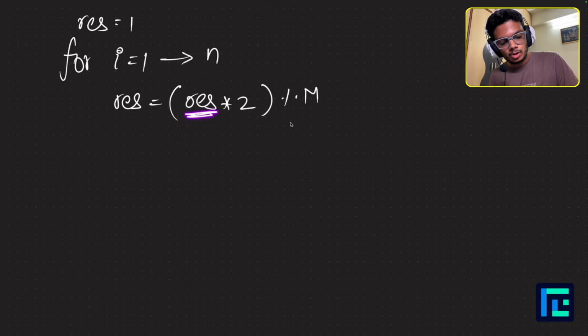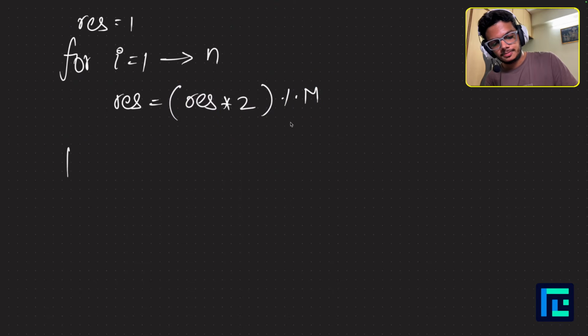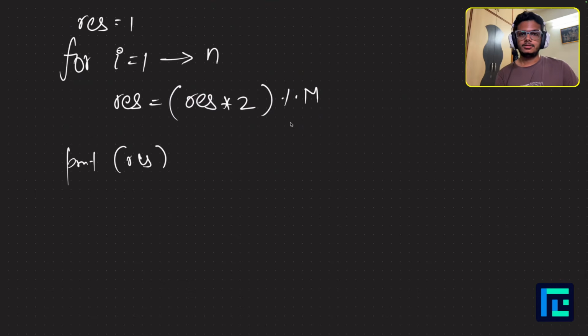And this result also will not cross 1e9 plus 7. Why? Because you first multiply it with 2, then take mod again. So this result is also ensured to be less than m. That's why after this you can just print result and your job is done. Right? So I hope you got it. If you got it, please comment understood right now.